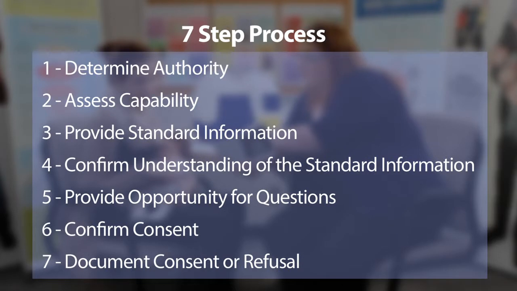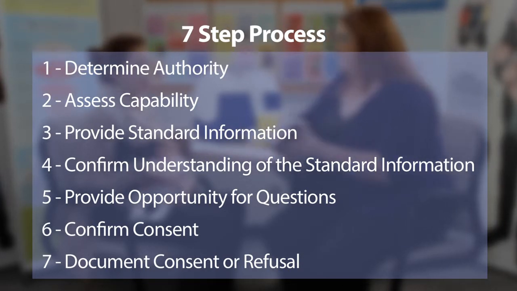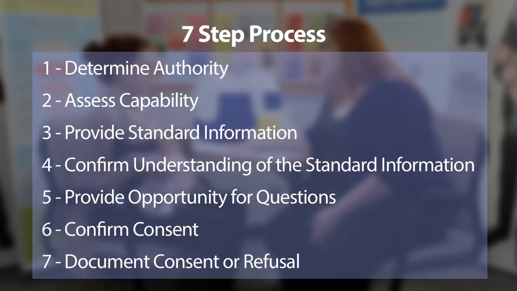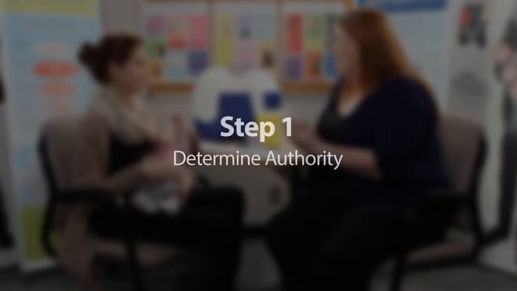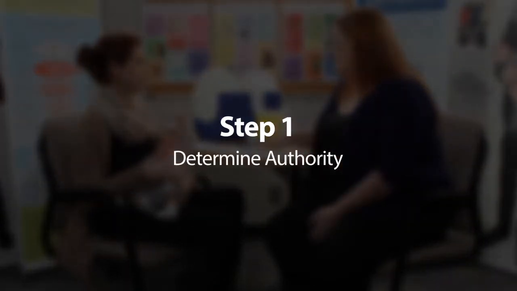The process for obtaining informed consent consists of 7 steps and is outlined in the BCCDC Immunization Program Manual, Chapter 2. During an immunization appointment, these steps will be completed as part of your overall appointment and may not be done in order. For the purpose of this demonstration, the following order is used. Step 1. Determine authority.